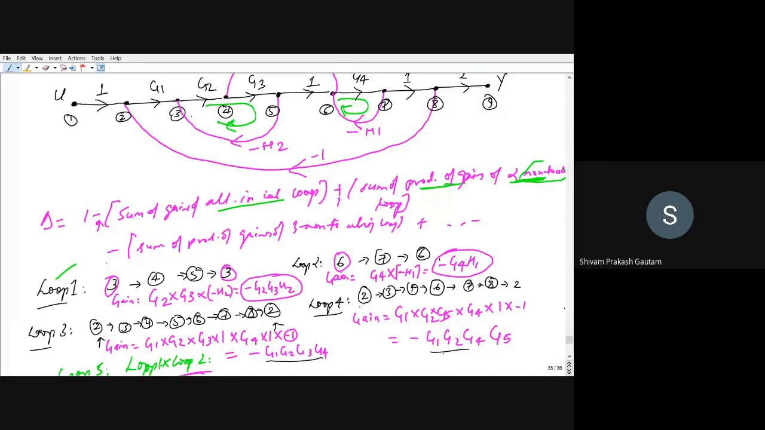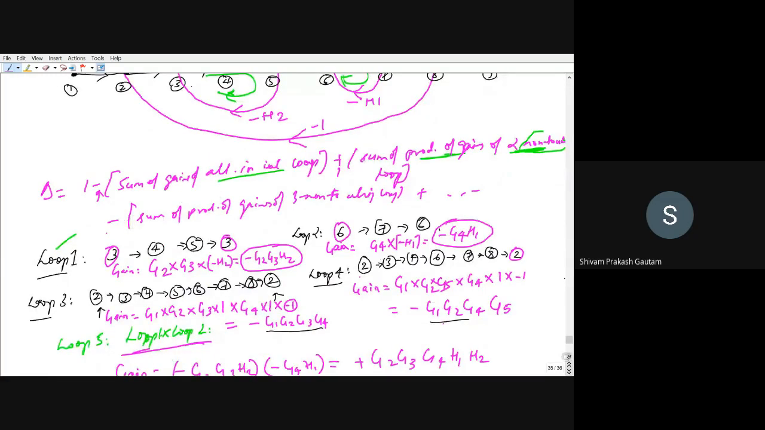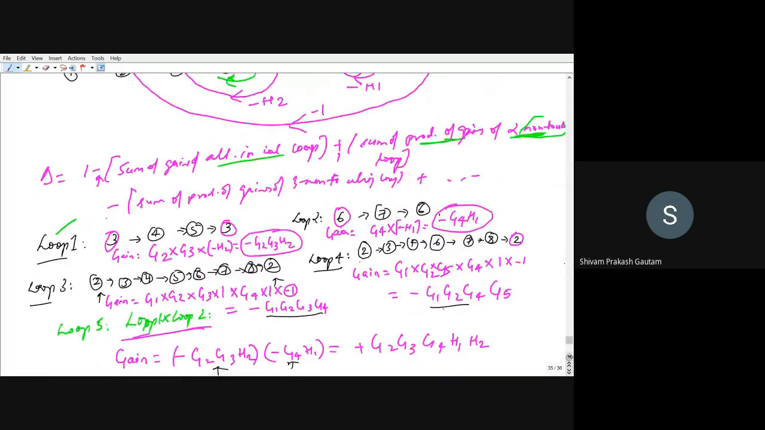And what is a loop? A loop is a closed path which starts and terminates at the same node without the repetition of any node in between. So you can check loop 1, loop 2, loop 3, and loop 4. There is no repetition of any node. All are starting from one point and terminating at the same point. Now you were asking about loop 5. So now we have to check.